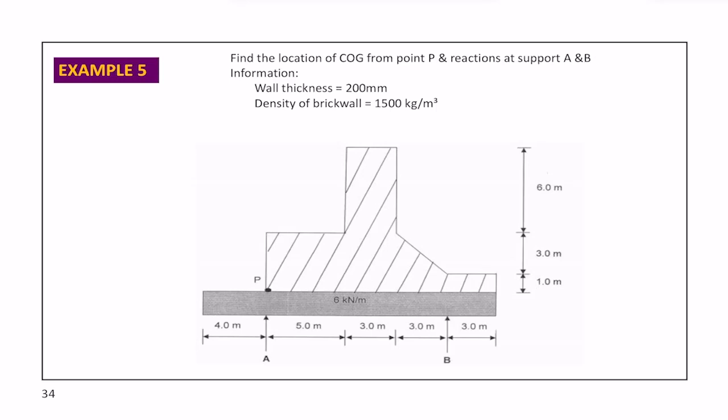Let's continue with example number 5, center of gravity. Find the location of the center of gravity from point P and reaction at the support at point A and B. The information given is the wall thickness 200 mm and the density of the brick wall is 1500 kg per meter cube. Let's find the center of gravity of the wall first.